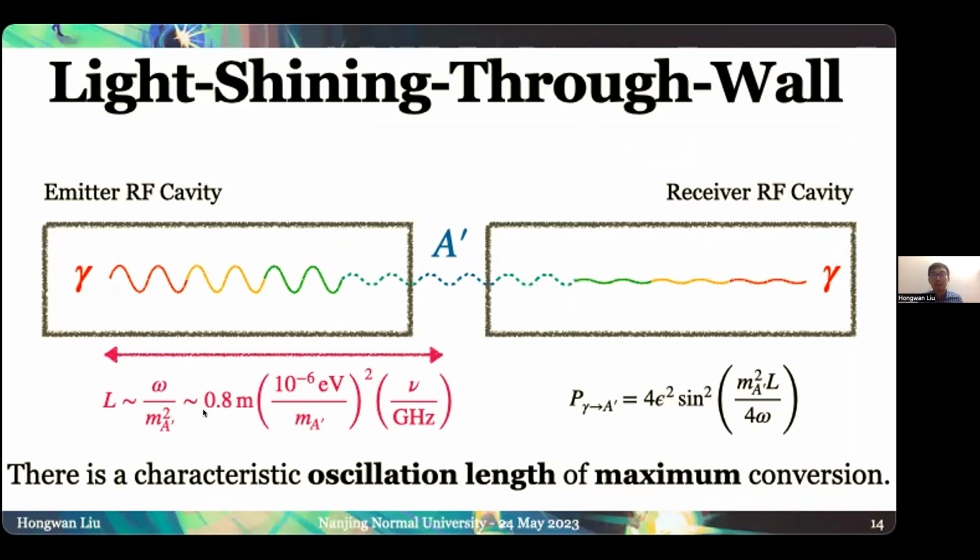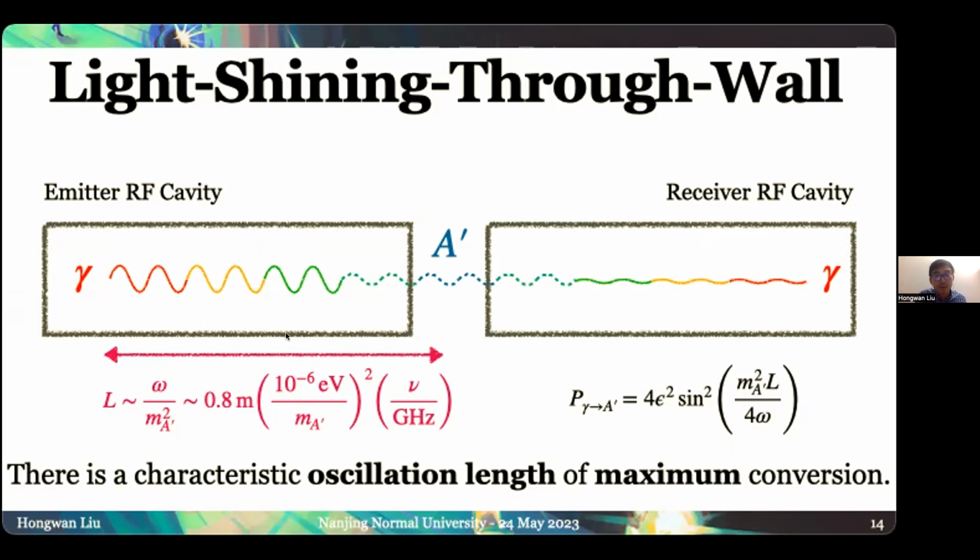And if we put in some characteristic numbers, for example, if we're doing this with radio frequency photons, so a gigahertz photon, and for a mass m_A' of 10 to the minus 6 eV, we find that the characteristic length of the oscillation is something like a meter, which is something that we can build in a lab, right? A meter length scale is very manageable for humans.